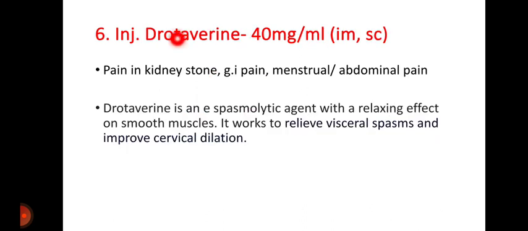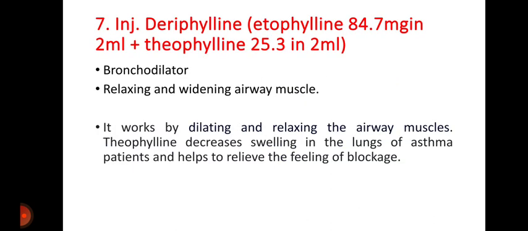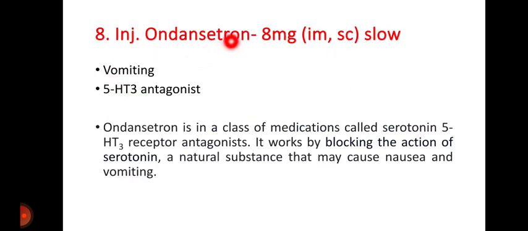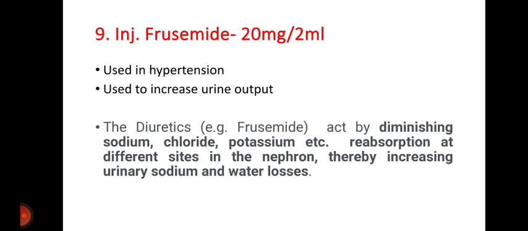Next is injection drotaverine. As you know, it is a painkiller and it reduces spasm, and it is used in kidney stone pain, GIT pain and menstrual or abdominal pain. Then injection deriphylline, as I have told you, is used as a bronchodilator. And injection ondansetron, everybody knows it is used in vomiting, but it is a 5-HT3 antagonist. It's very important. Its class is 5-HT3. 5-HT means 5-hydroxytryptamine.